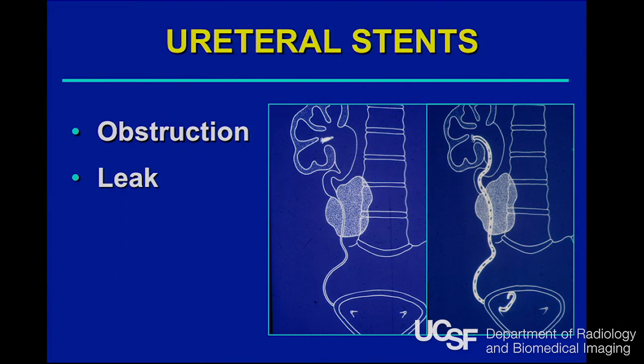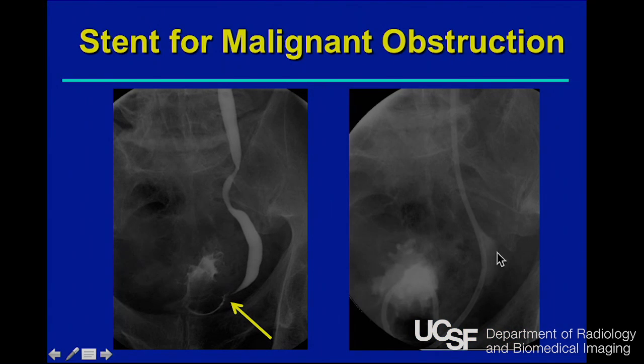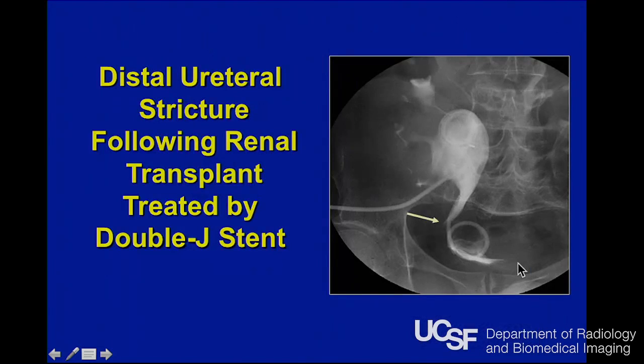For ureteral stents, here is again simple plumbing. Again, it's for obstruction or leaks. What you're trying to do is place the stent beyond and through the area of the obstruction and allow a conduit for the urine to go down the ureter into the bladder. So here's one example where there's a malignant obstruction going on and a stent is in place, allowing the urine to go down into the bladder.